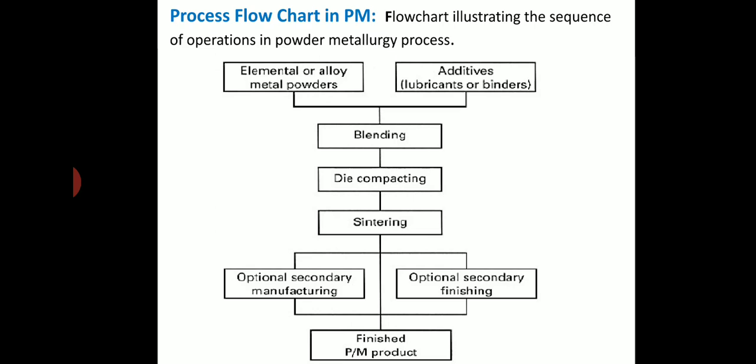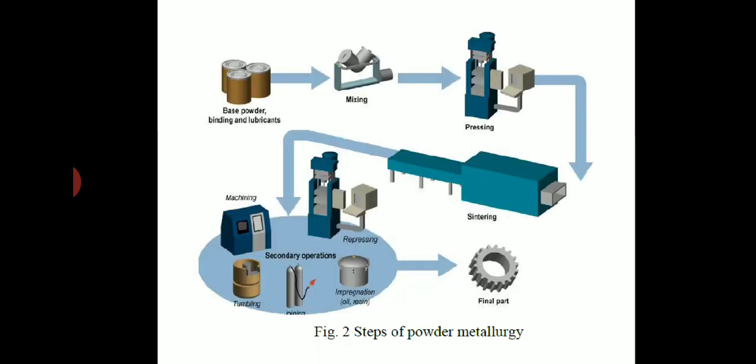and then the finished product is obtained. The product obtained is a powder metallurgy product. The same process is shown with the help of this figure here, by using a base powder along with the binding and lubricants.